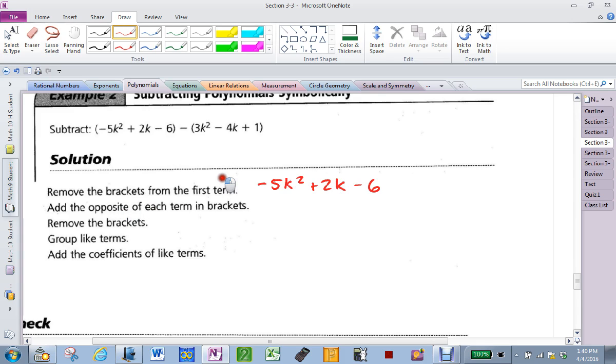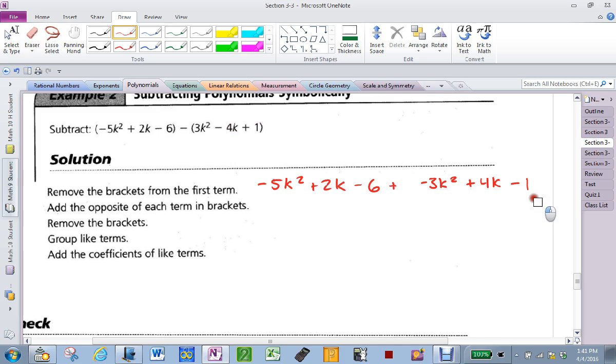Add the opposite of each term that's left in brackets. So remember, this negative becomes what? Positive, and then all of these I just turn to the opposite. So what does positive 3k become? Negative 3k. What does negative 4 become? Positive 4k. And what does positive 1 become? Negative 1. So that means that. Is everyone okay to there? Yes. Now, what's the next thing it says to do? Add them together. Oh, no, no, no. Group like terms. Remove the brackets. Oh, sorry. Gone? Gone. Everybody cool still?